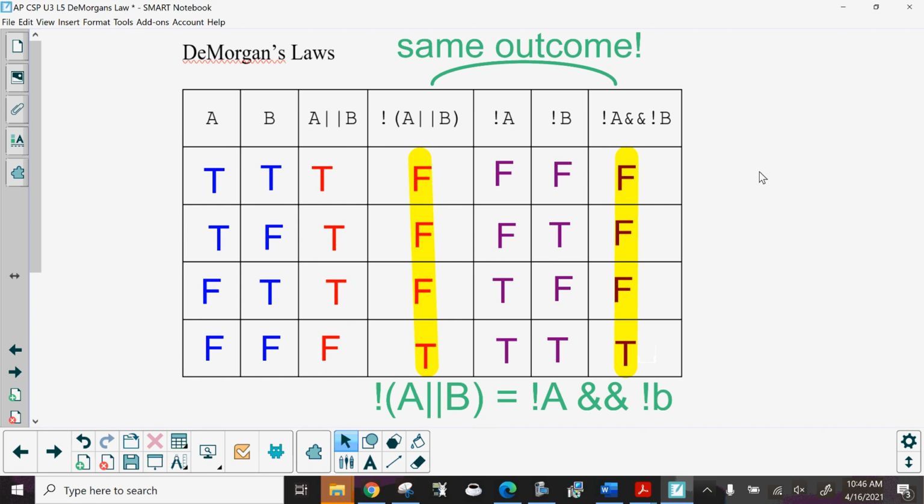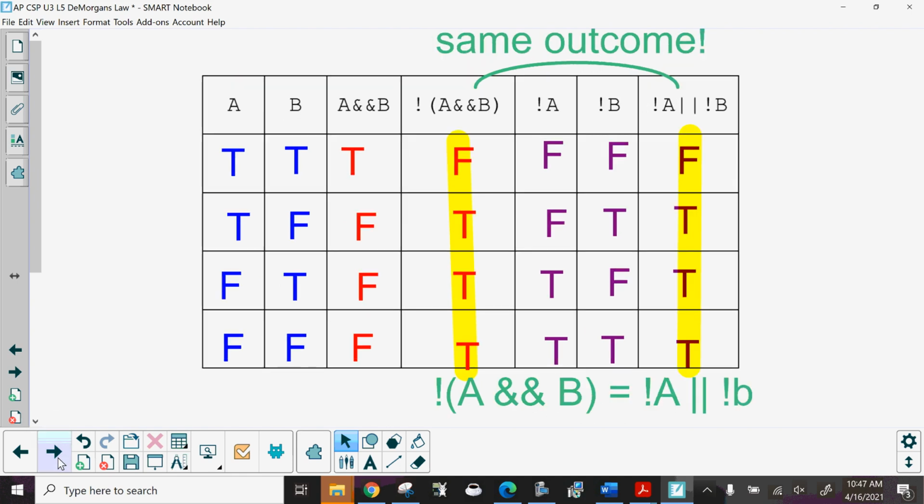So, all we've done with our truth table here is prove that not (A or B) is the same as not A and not B. We're going to fix this one. This should be a capital B. Okay. So that's what DeMorgan's Law says is true. This is how you work it out and prove it to yourself.